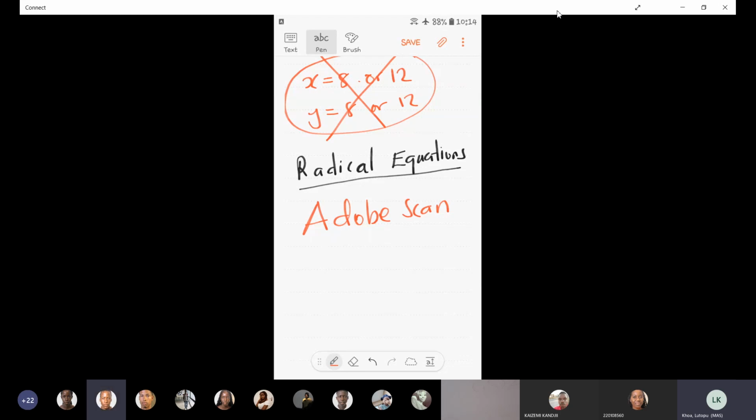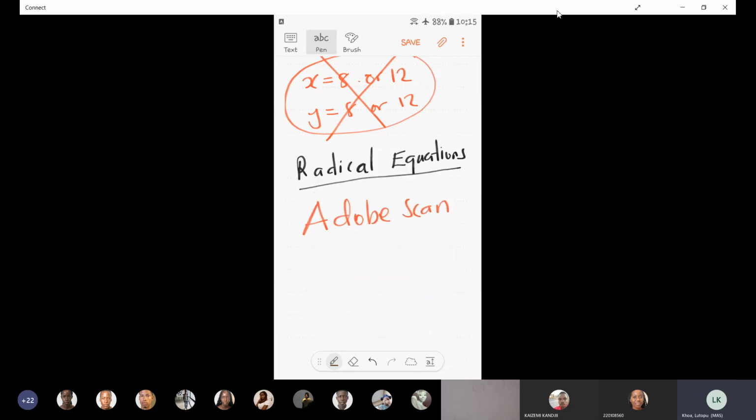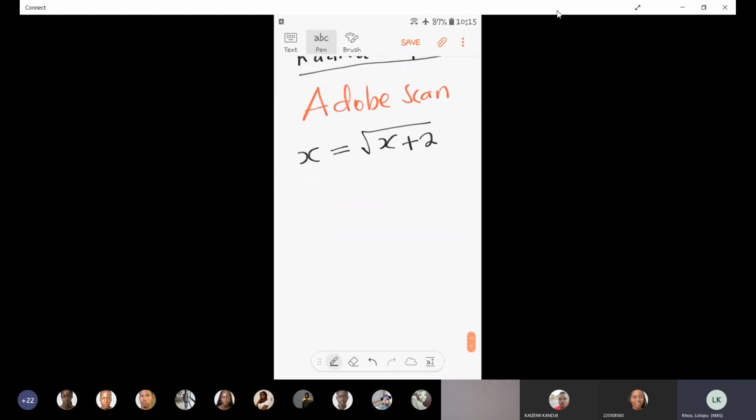Yes, radical equations. These are equations that involve radicals. So we did radicals already. So these involve roots. We look at an example. So we have x is equal to the square root of x plus 2. So this is what we have, and then we have to solve for x.